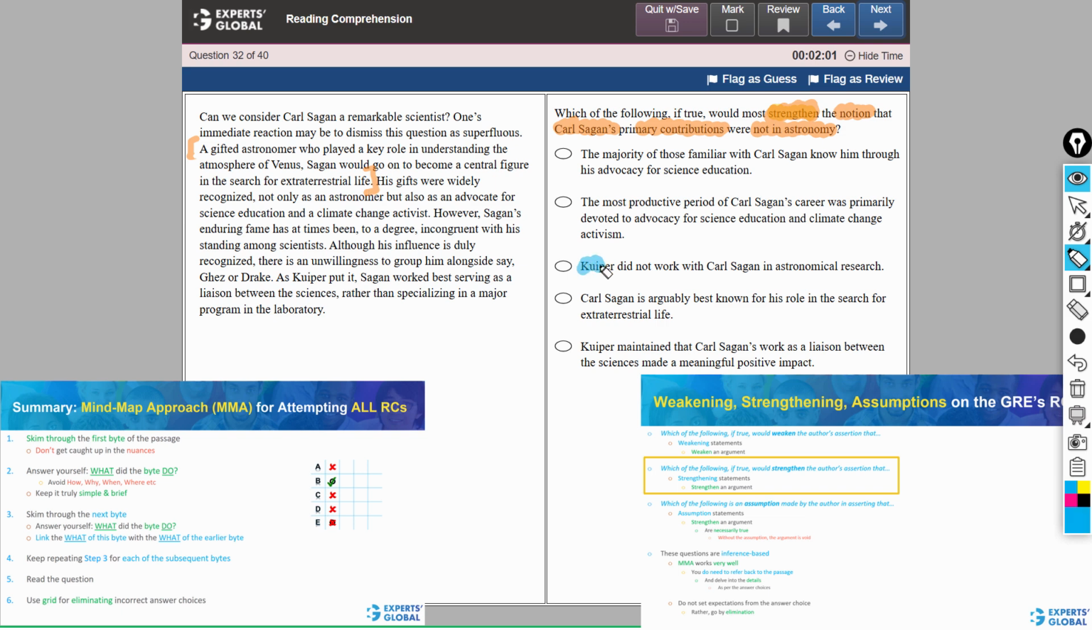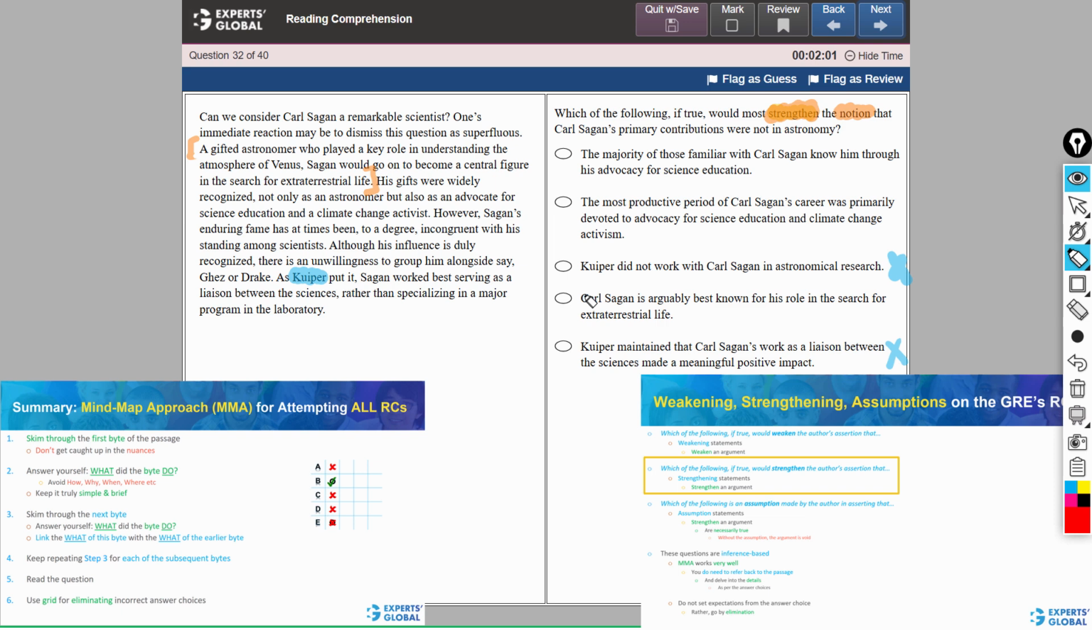Whether this specialist quoted in the passage worked with our scientist in astronomical research has no bearing on the notion under discussion. Similarly, this specialist maintaining that the work of our scientist as a liaison between the sciences made a meaningful positive impact has no bearing on whether astronomy is where the primary contributions of our scientist were. So this answer choice should also be eliminated.